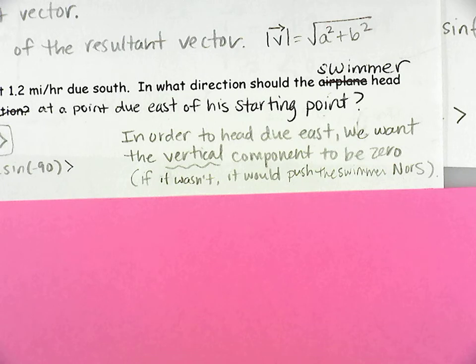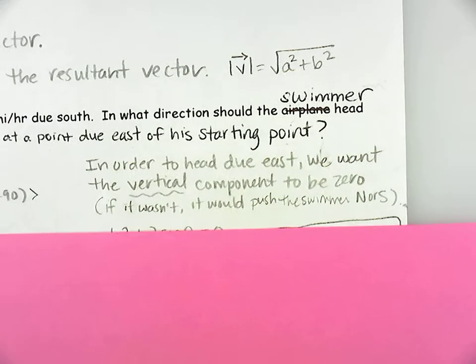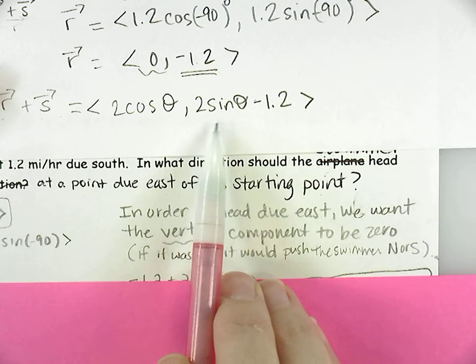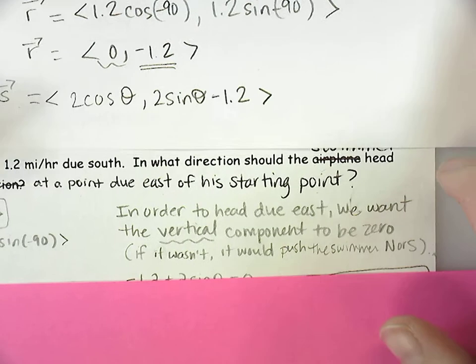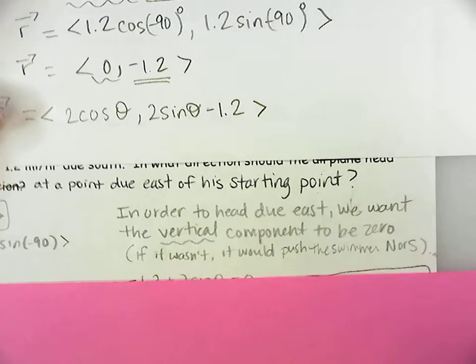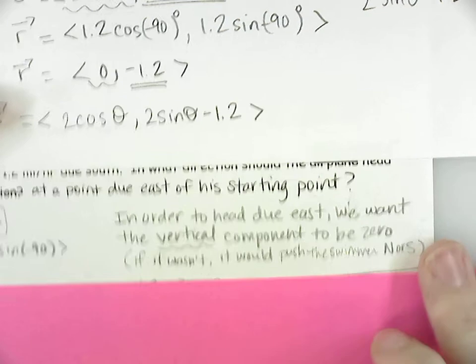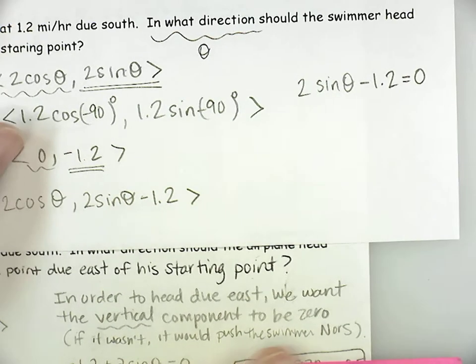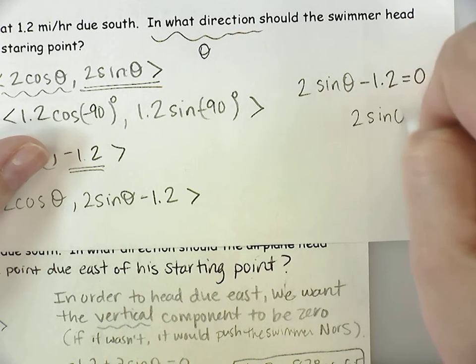So we're going to take our equation, and this is going to be our vertical component. I'm just going to take that and set it equal to 0, and I'm gonna solve for what? Theta. Yeah, I'm just gonna solve for theta, okay? So I'm gonna take 2 sine of theta. Okay, so now what we're gonna do is solve, so I'm gonna add 1.2 to both sides. Cosine is still the same.